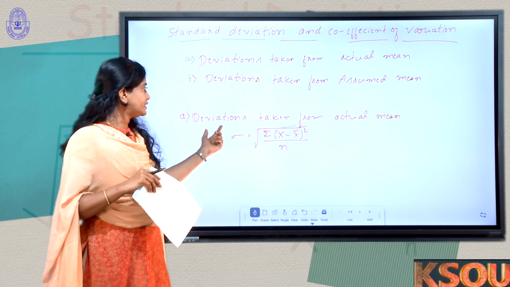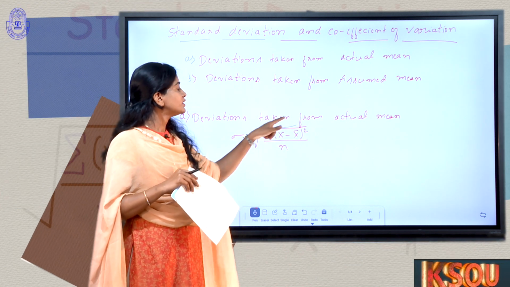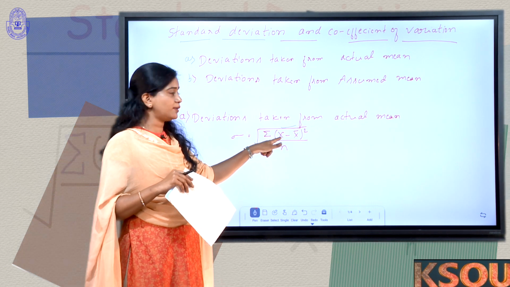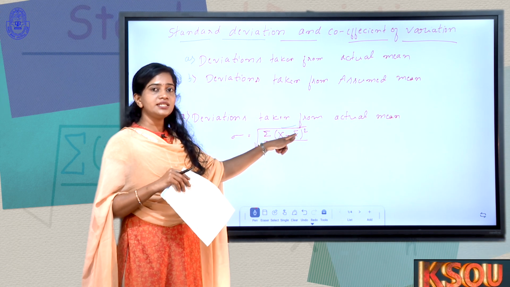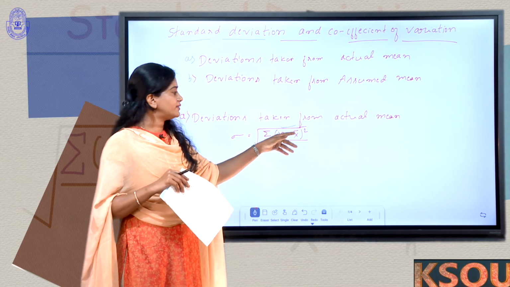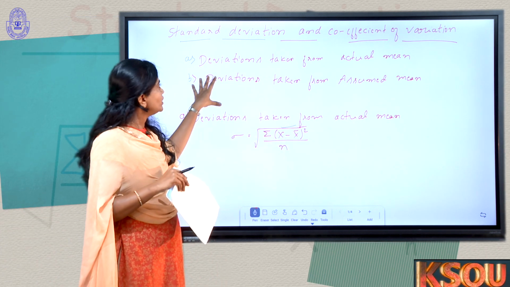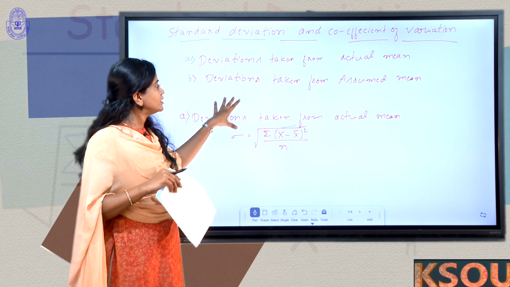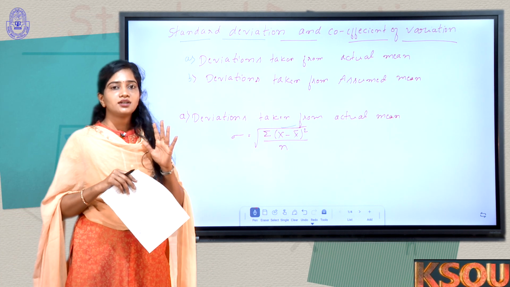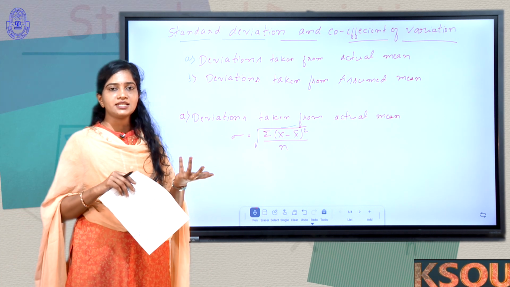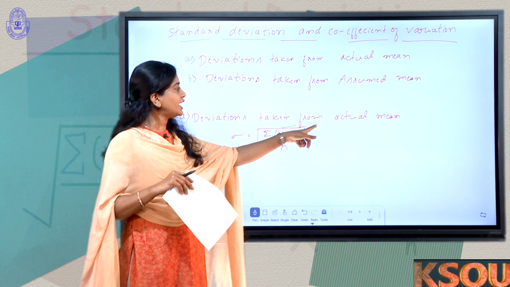In order to calculate the standard deviation under deviations taken from the actual mean, we will have to take the individual x variable minus the actual mean, that is the average or arithmetic mean, and take that value divided by the number of variables here. This is with respect to individual series, when we do not have frequency values, we have only variables, that is individual series, ungrouped data. We will have to use this formula under the actual mean.